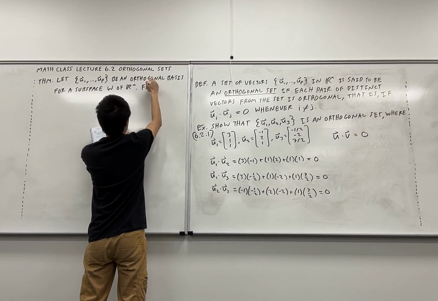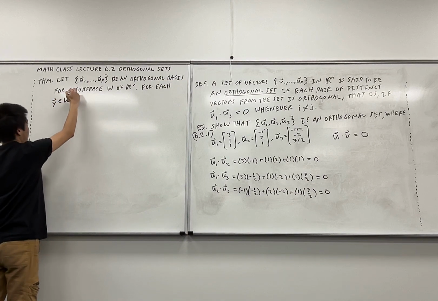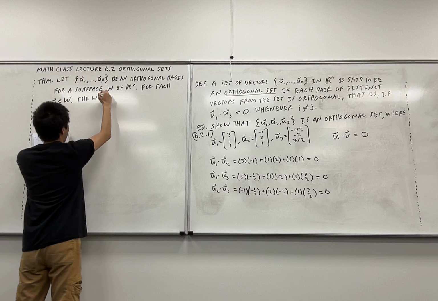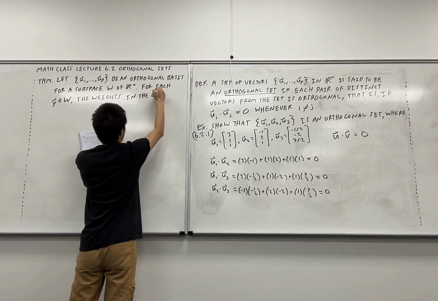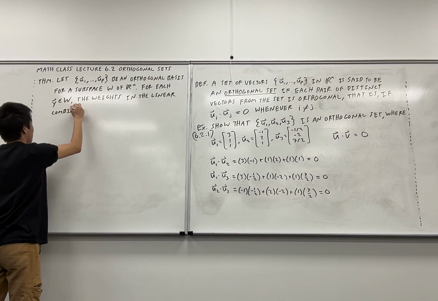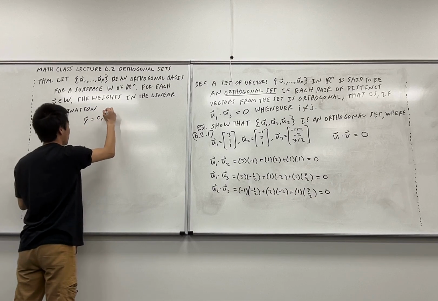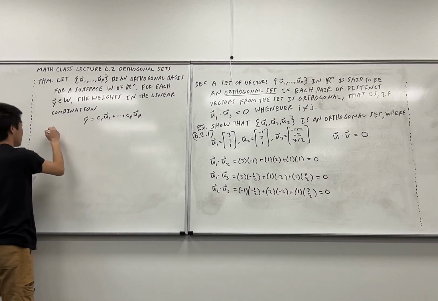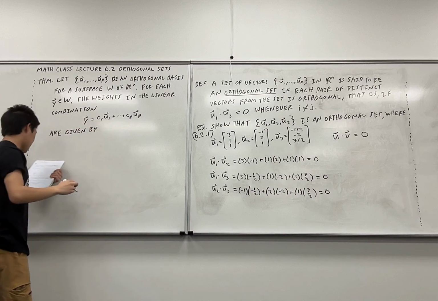For each y, so now if I take a vector that is in this subspace that I'm spanning, if I took y and I want to describe it, I have c1 u1 out to cp up, the weights in the linear combination are given by an actual neat formula. I would argue more efficient than Cramer's rule.